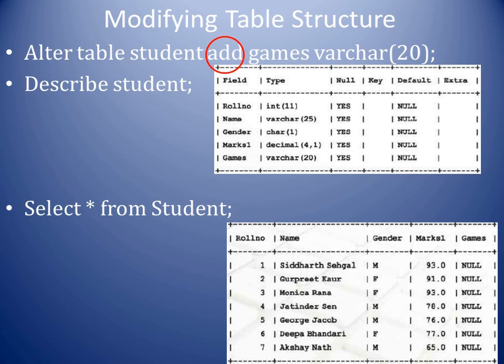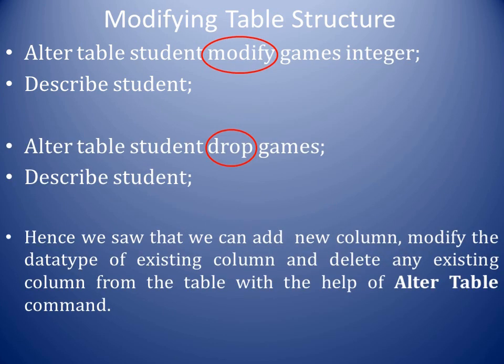Now, using the modify clause with the alter table command will help you change the data type and size of the column. This command will change the data type of the games column from varchar to integer. Run this command, describe student, and compare its result with the previous result.